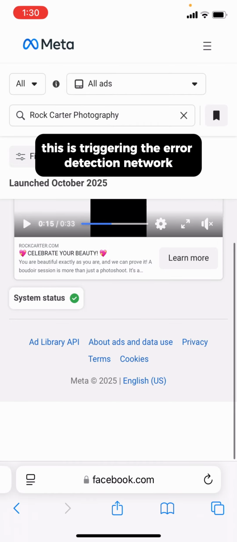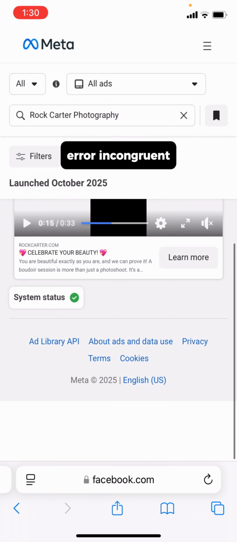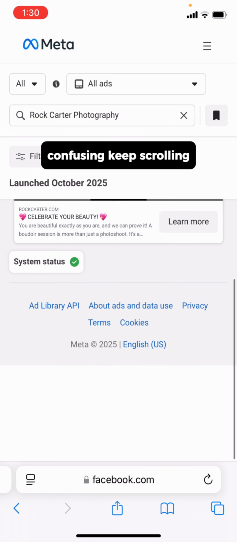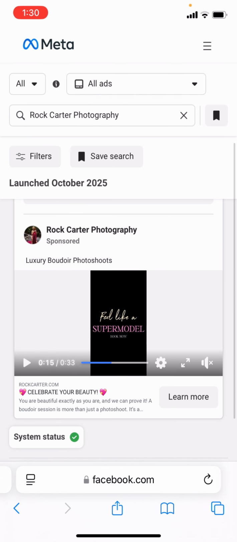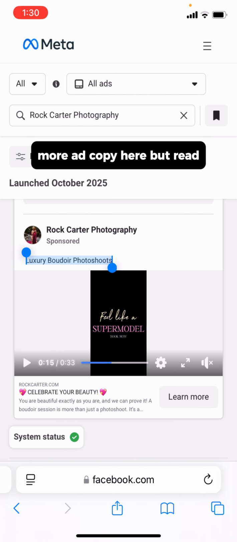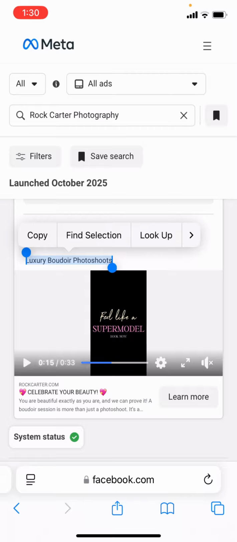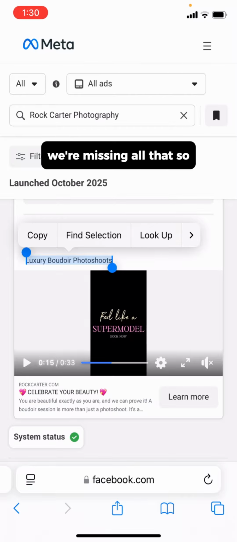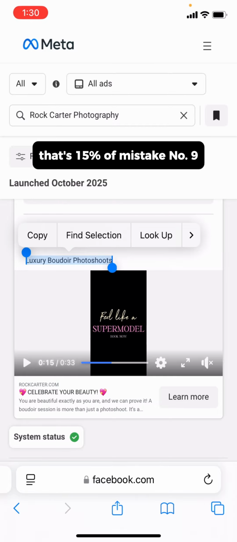this is triggering the error detection network because the words are not exactly the same. It's triggering error. This happens automatically. Error, incongruent, confusing, keep scrolling. When actually what we want them to do is come back up and read. Well, we should have more ad copy here, but read what we're offering, who it's for, what we got, what's the transformation. And yeah, we're missing all that. So that's 15% of mistake number 9.